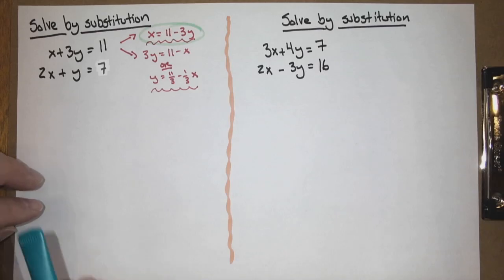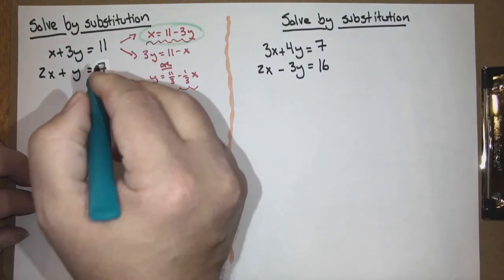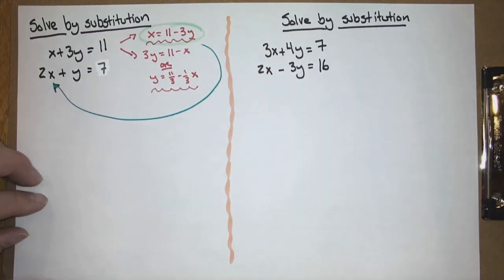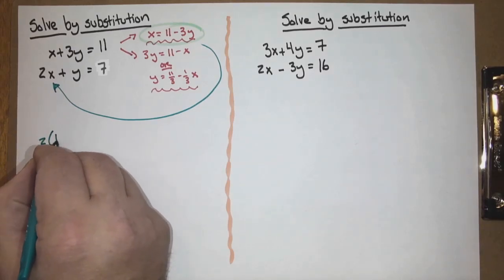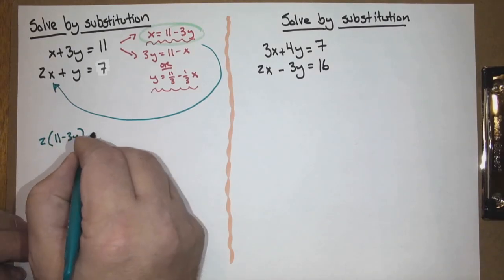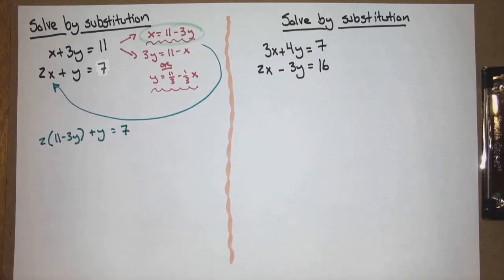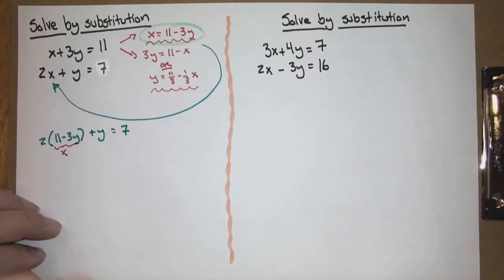So here's the idea. We've used the first equation to solve for one of the variables. We're going to take this information now, and we're going to plug it in to the second equation. That's the substitution. We're substituting that information into the second equation. So this becomes 2 times (11 minus 3y) plus y equals 7. And remember, this 11 minus 3y is your x.